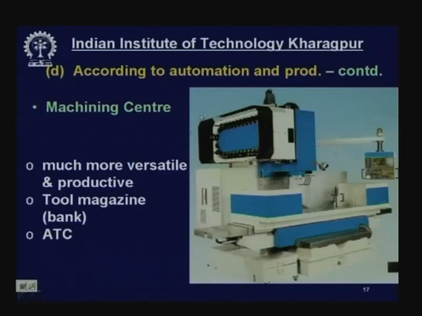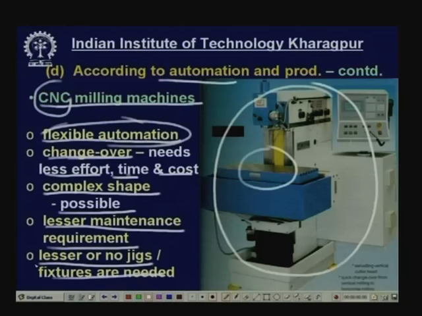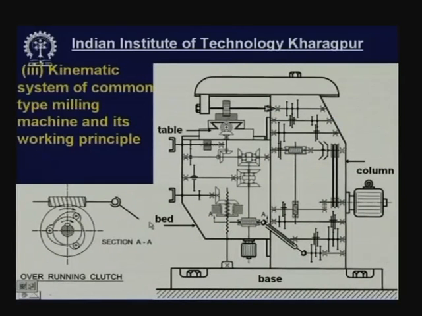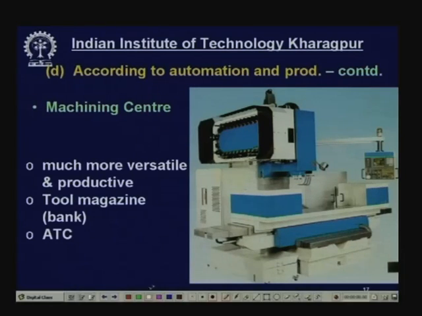This is the machining center, all right. In the machining center, this is the machining center. Here you see a large number of cutting tools are placed in a bank called a magazine, and this is the spindle where the tools are fitted and one after another tools are replaced.